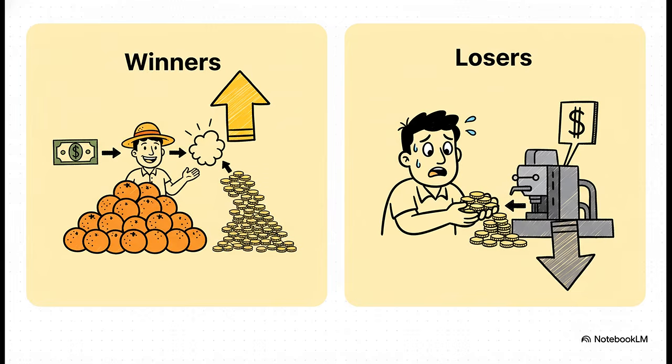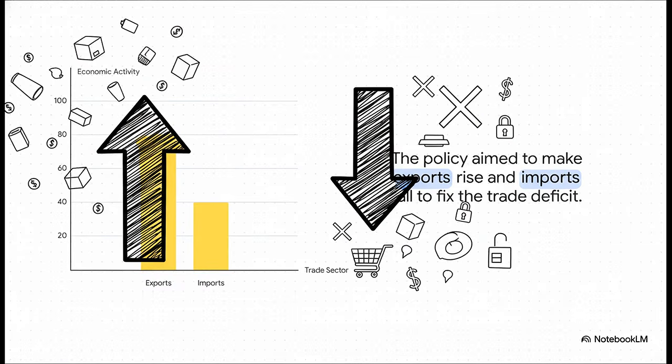The losers, though, are the importers. If you need to buy a machine from America that costs $1, you now have to spend way more liras to get it. Your costs go up, and so do prices for everyday people buying imported stuff. And that right there was the government's entire goal. Make it more profitable to sell Israeli stuff abroad and make it more expensive to buy foreign stuff at home. The whole point was to try and shrink that giant, stubborn trade deficit and get more money flowing into the country than was flowing out.